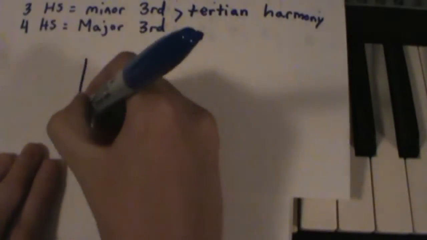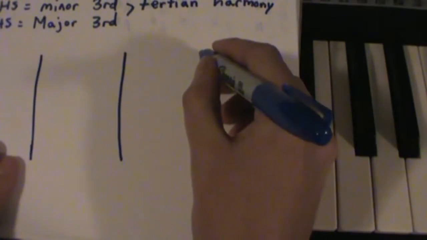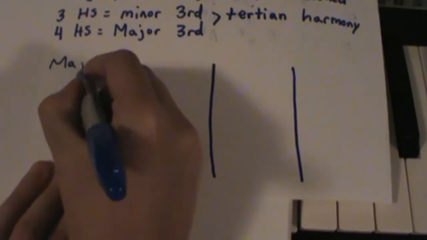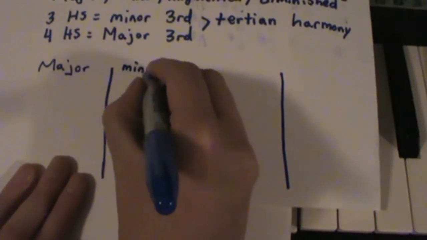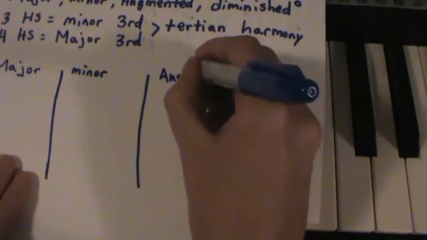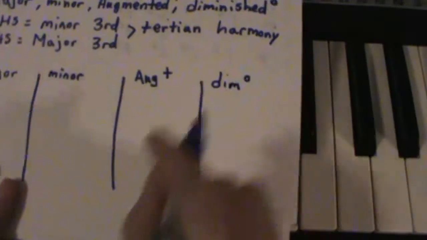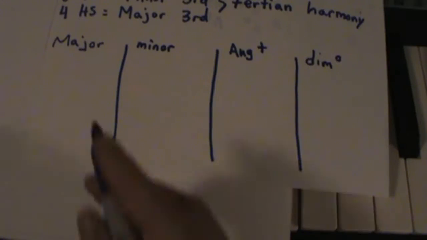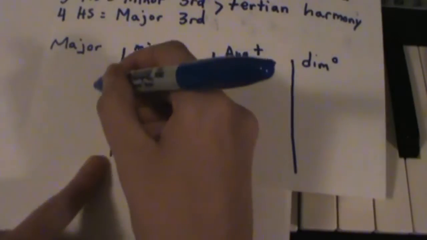Let's see. Let's do this. There's a bottom third and a top third in a chord. I'm actually going to do this like this. Major, minor, augmented. I'm just going to do that. And then diminished. The major third, the bottom third, and my example is going to be, I'll put my example right here.